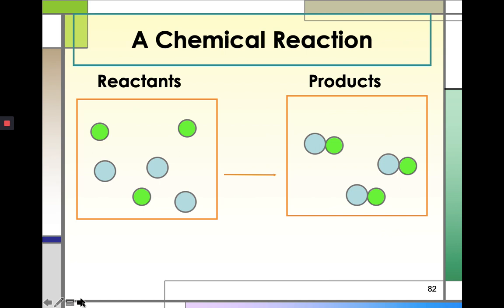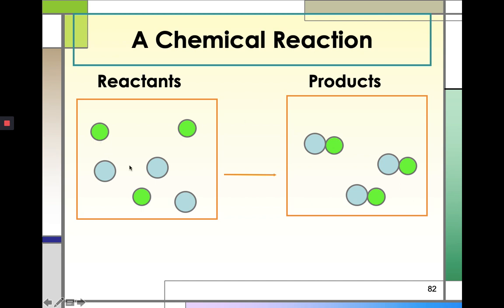So what actually happens in a chemical reaction? The starting materials of a chemical reaction are called your reactants. Alright, so starting materials are your reactants. The resulting materials are your products. So in order for a chemical reaction to happen, the atoms or the molecules of the reactants must be given enough energy such that old bonds will be broken and new bonds will be formed. So this is where chemical bonding comes in.